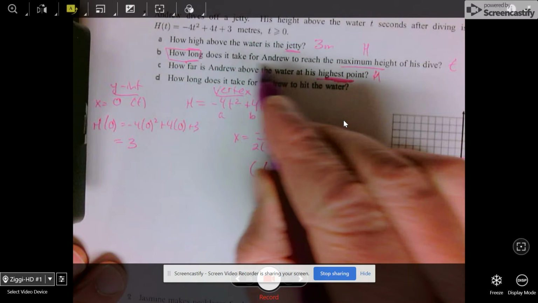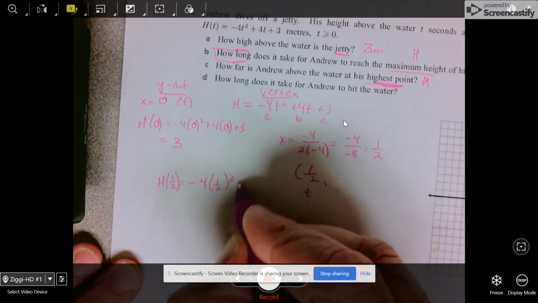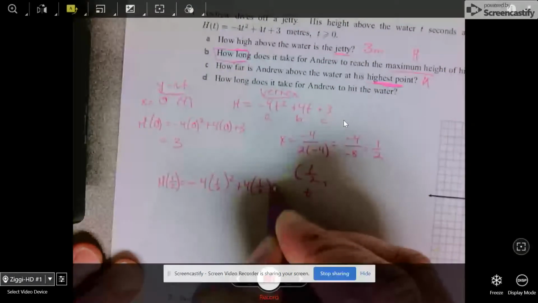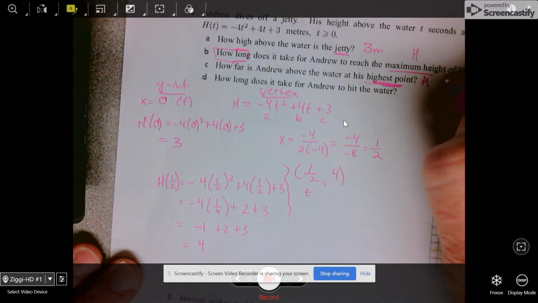And then we have to plug it back in to find the y-coordinate. So 1/2 squared, 4 times 1/2 plus 3. That's -1 plus 2 plus 3. That is 4. So the vertex is 1/2, 4. So he is at 4 meters when he's up here. So the vertex is 1/2, 4. The vertex tells you 2 answers.